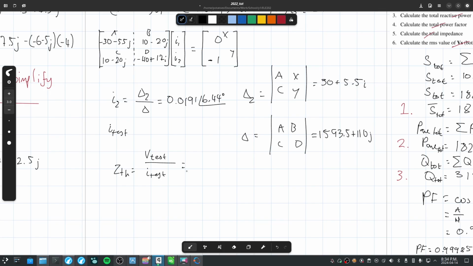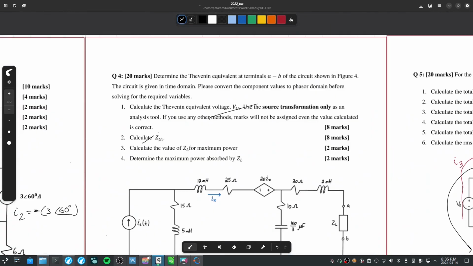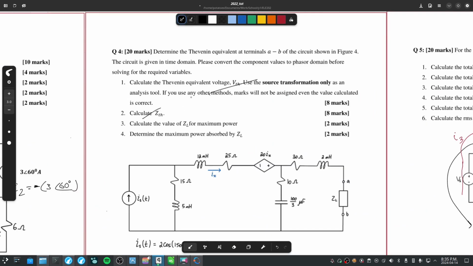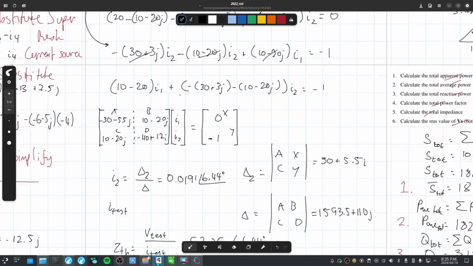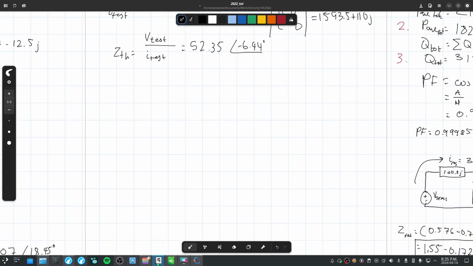Let's put that into polar form. So it's 52.35 with a phase of negative 6.44 degrees. Ain't that beautiful? Okay, so we found our ZTH. Now, calculate the value of ZL for maximum power. So to do this, we need to assemble our Thevenin circuit. So it's similar to DC. You have your plus, you have your minus.